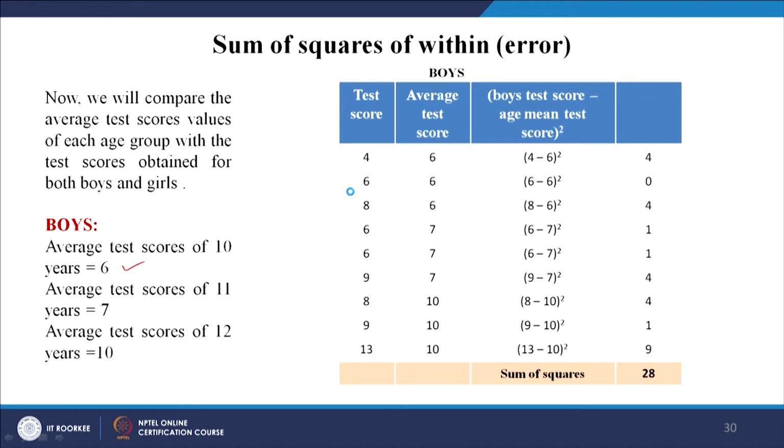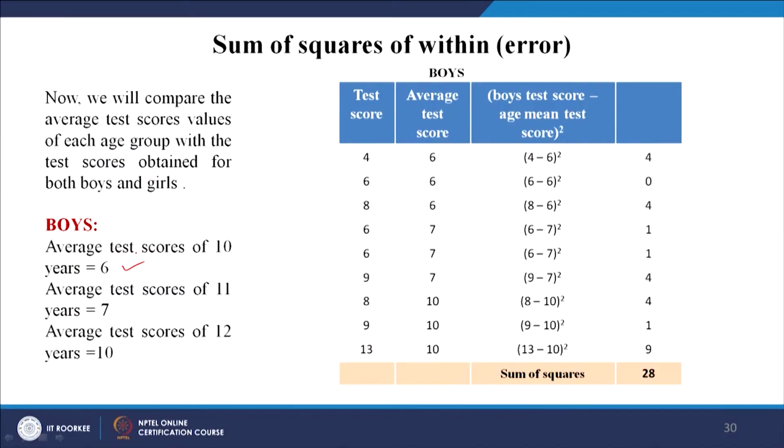Now, let us do this. What is it saying? When you calculate the within variance, that means within the group, you have to subtract the mean of that particular column from the observed value, right. In this case, the column mean was 6 for the 10-year-old boys, and 7 for the 11-year-old, and finally 10. The scores are given to you, and the boys' test scores are now to be calculated, right.